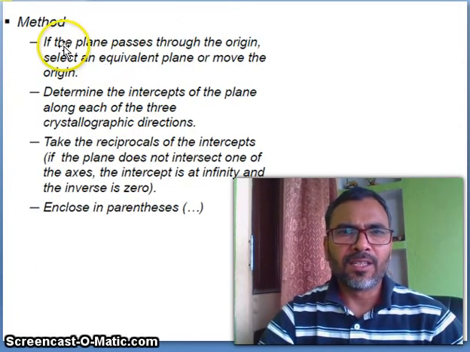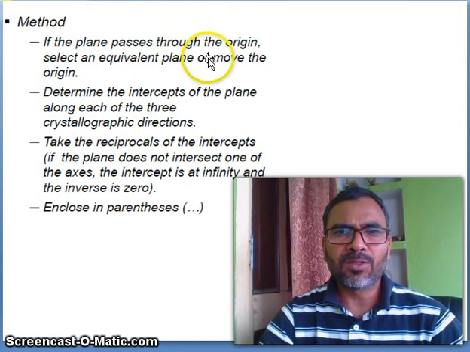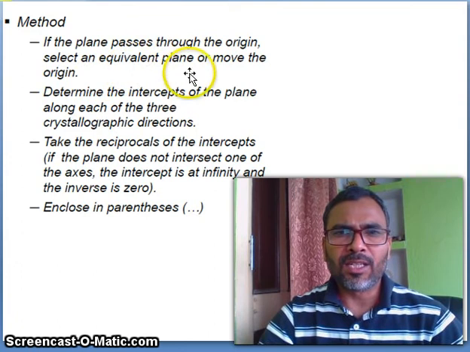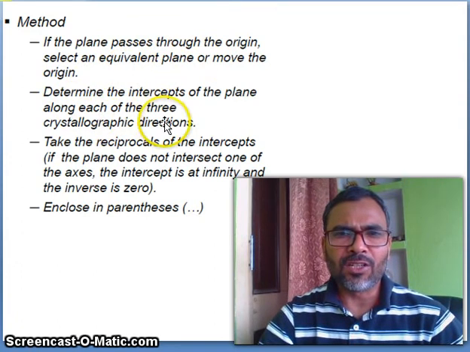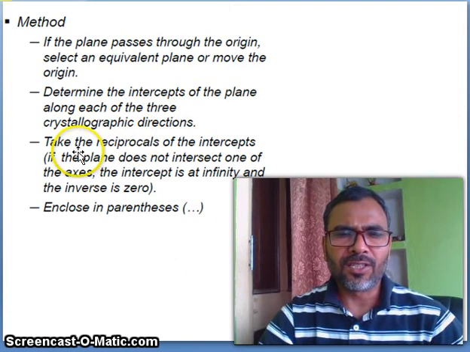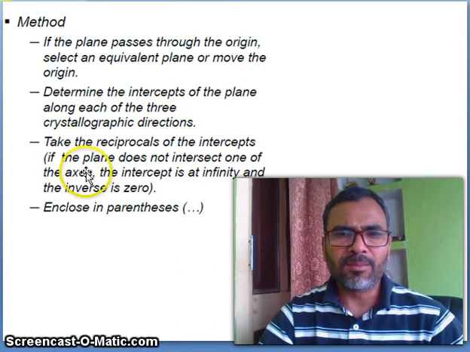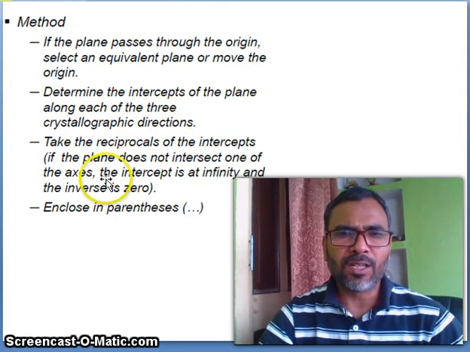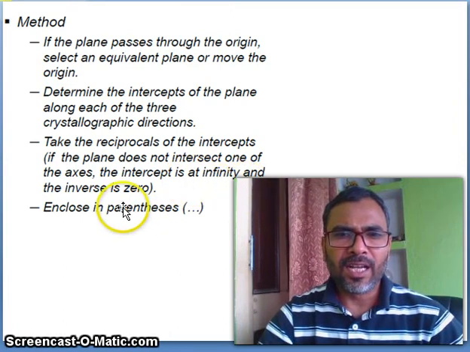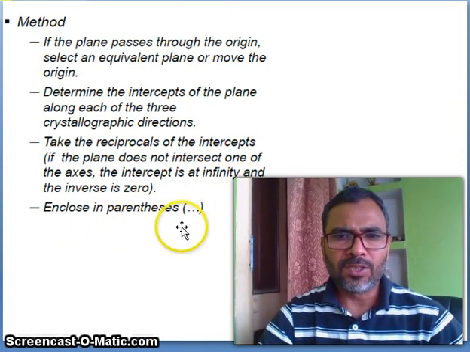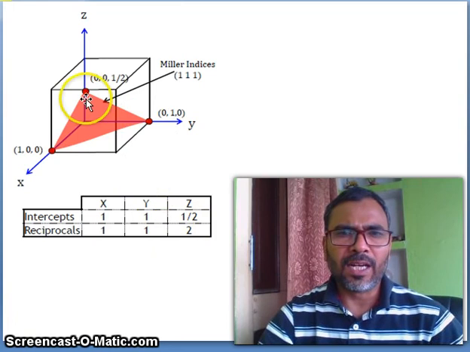Look at here. Method: if the plane passes through the origin, select an equivalent plane or move the origin. Determine the intercept of the plane along each of the three crystallographic directions. Take the reciprocal of the intercept. If the plane does not intersect one of the axes, the intercept is at infinity and the inverse is 0. Enclose it in parentheses.